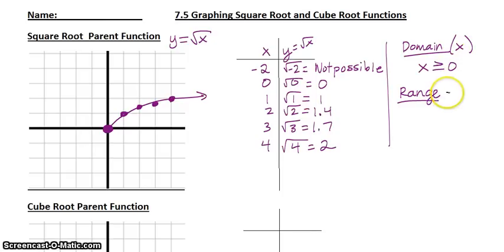Our parent function range is the y's. Alright, to think about this, I want to say what possible y values are used in my graph. And if you look at this, y does not go below 0. It's just at 0 and above for the y's. So my range is also greater than or equal to 0, but I'll say y. Y is greater than or equal to 0. Alright, so that's one of the two graphs we're going to do.